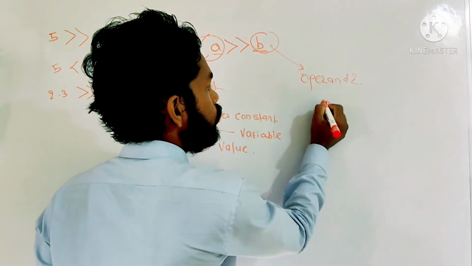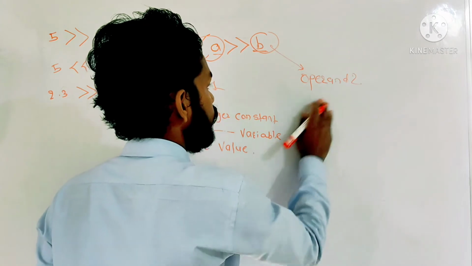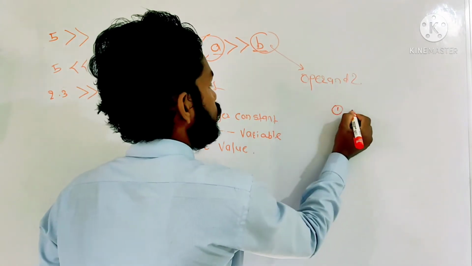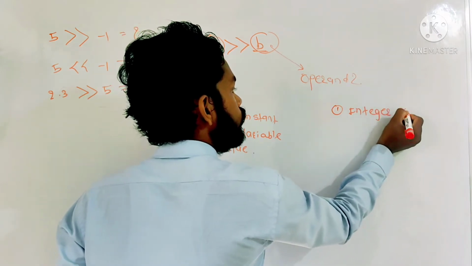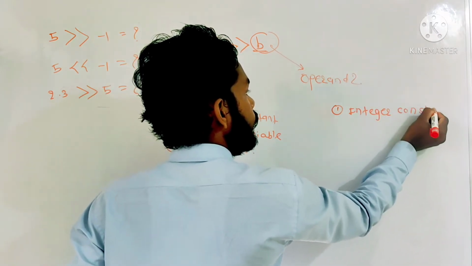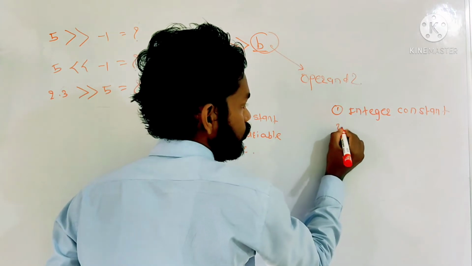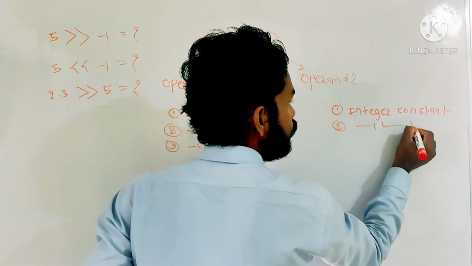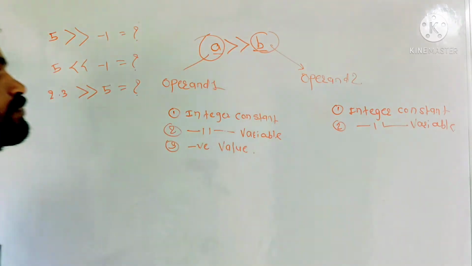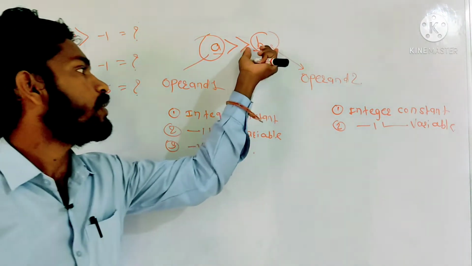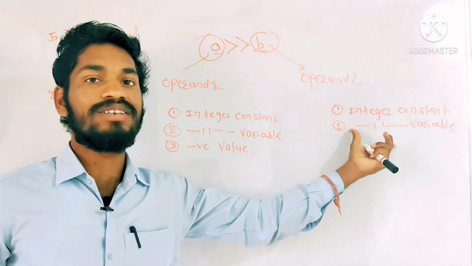About operand 2, for operand 2 we can use an integer constant or an integer variable.